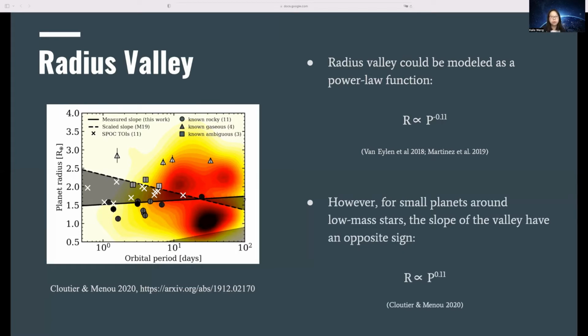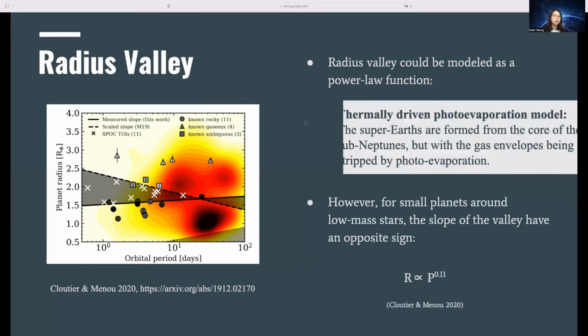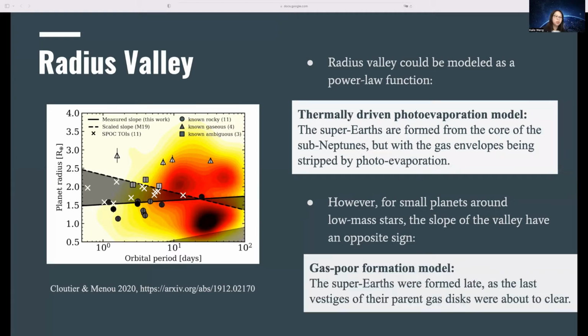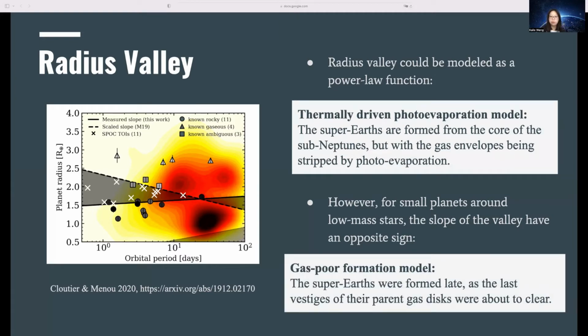The first one, for planets orbiting sun-like stars, could be predicted by the thermally driven photo-evaporation model, which states that the super-Earths are formed from the cores of some Neptunes, but with the gas envelope being stripped by photo-evaporation. And then the second scenario could be predicted by the gas-poor formation model, which supports that the super-Earths are formed late, when the gas in the parent gas disk was about to be cleared.